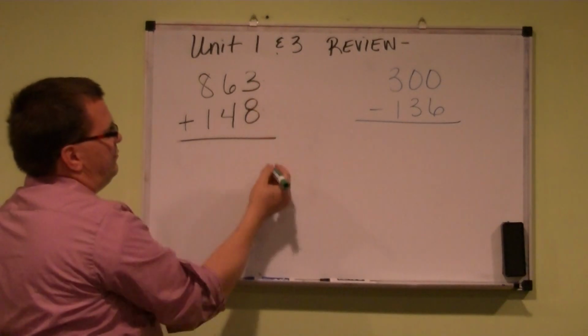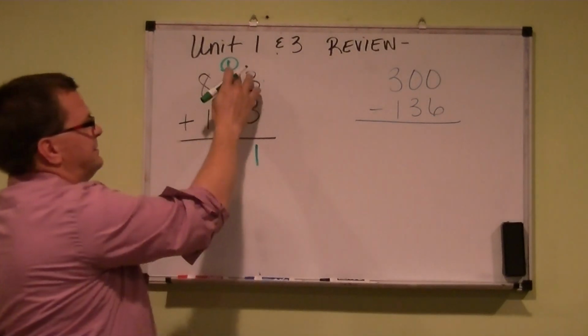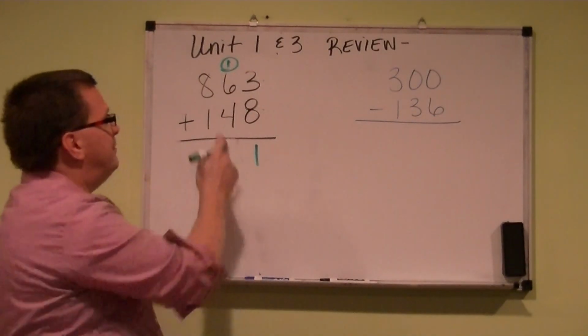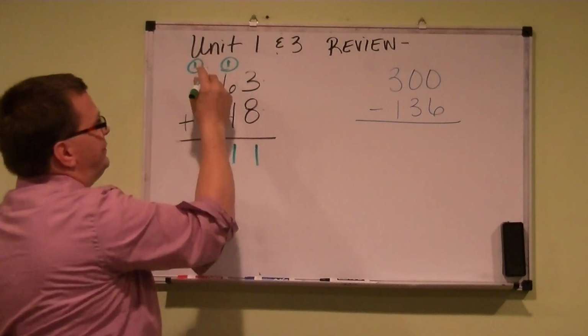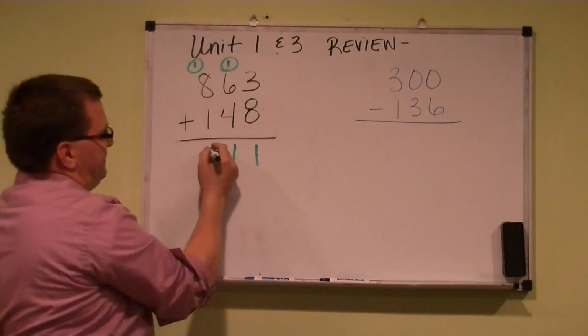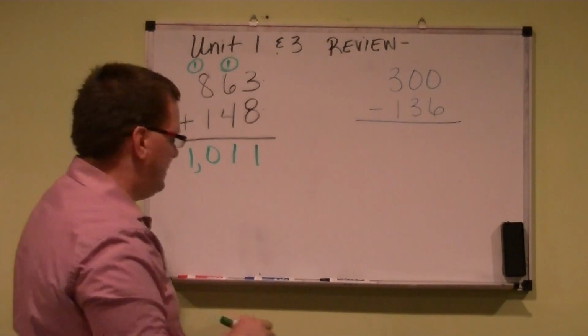8 plus 3 would be 11. Regroup the tens. So now you have 6 plus 4 is 10, plus 1 is 11. And regroup the hundreds. 8, 9, 10. So your new total is 1,011.